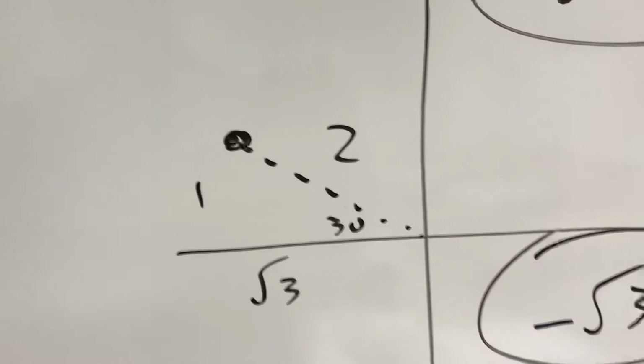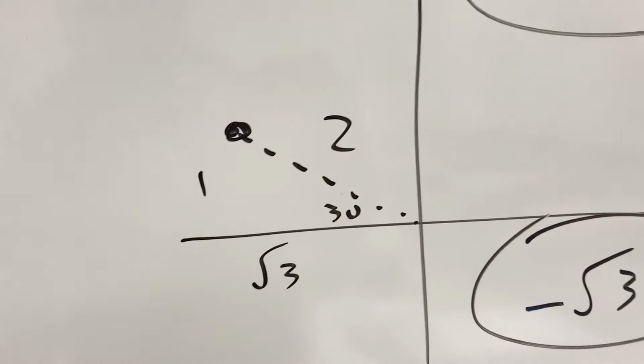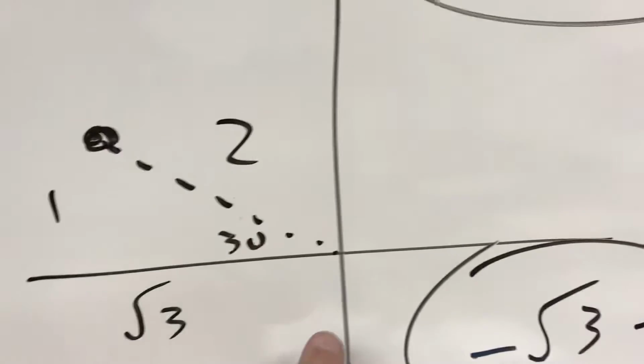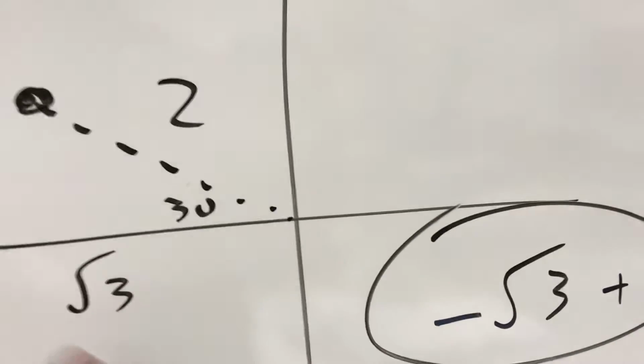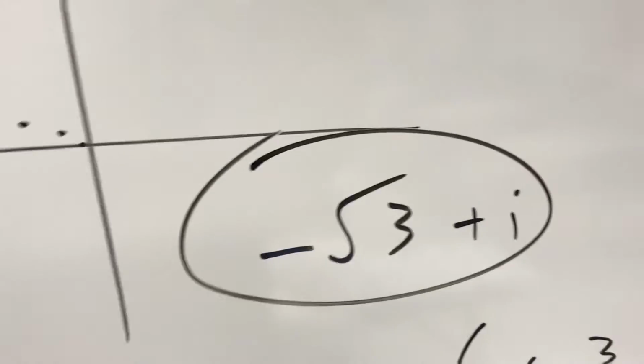Second one has an absolute value of 2, or a modulus of 2. It's a 150-degree angle, so your reference angle is 30. So a little 30, 60, 90 triangle. This is 2, 1, radical 3. You're going back radical 3. That's your real part, so it's negative radical 3. You're going up 1 in the imaginary direction. So negative radical 3 plus i.